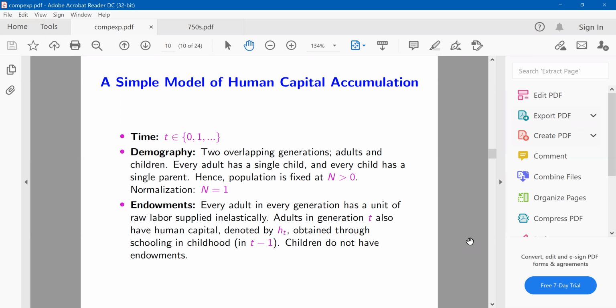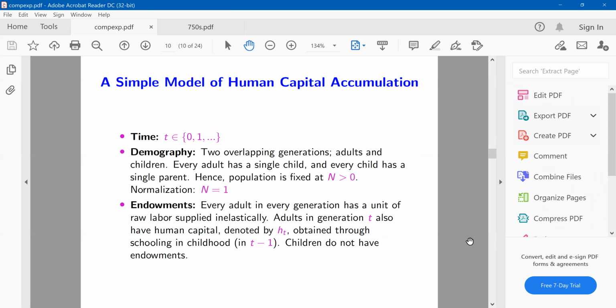For simplicity, we are assuming away all the complexities about reproduction of humans, you know, men and the women. All of these are simplified. So every adult has a single child, and every child has a single parent. So population is fixed, right? And since population is fixed, we normalize it to 1, so we don't really care about the scale effects. Okay, so what are the endowments in this economy?